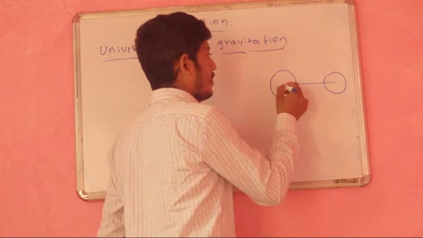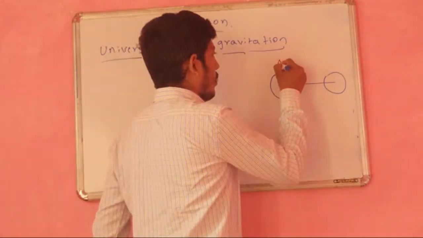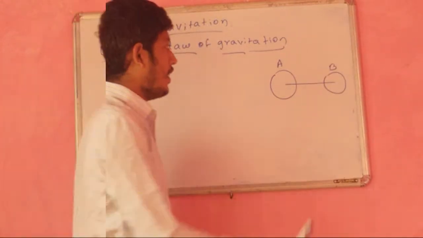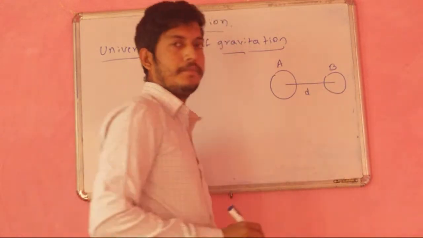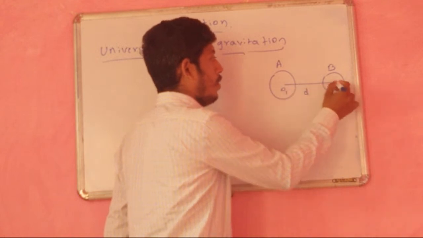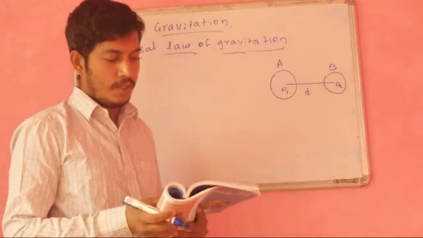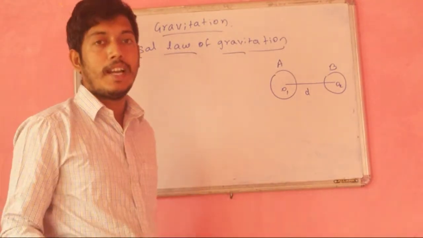And these are the centers of the two objects. I'll consider this as object A and this as object B, and I'll consider the distance between the two objects as D. I'll consider this as O1, O2, that means center 1 and center 2 of the objects. First we will write what the given data are.